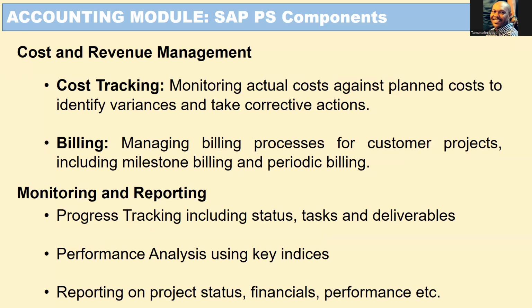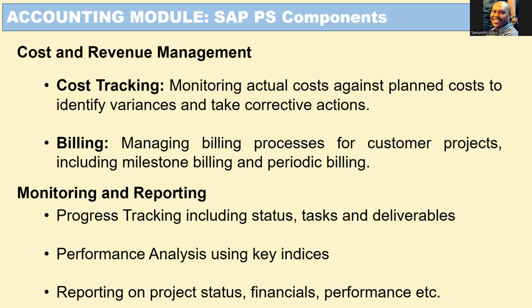So this is very important as well. It tracks costs, basically, okay? Monitoring the actual cost against planned costs to identify variances and take corrective actions. It just gives you basically an overview of how much you have spent and if it's meeting the budget, all right? Then you can take corrective actions, okay? Updating your GLs or updating your data as the case may be, okay?